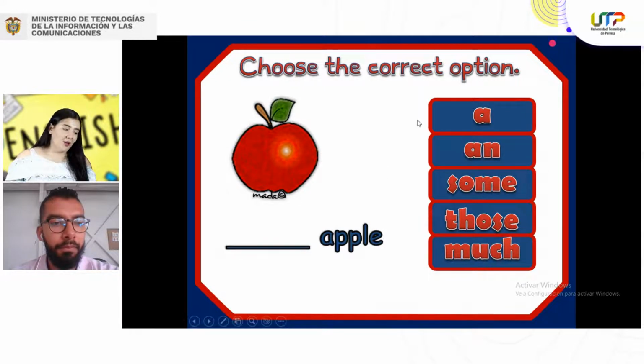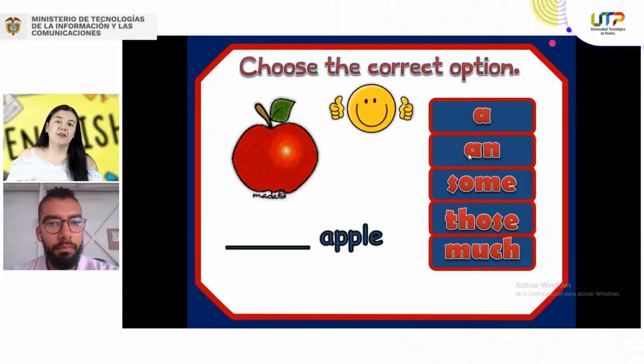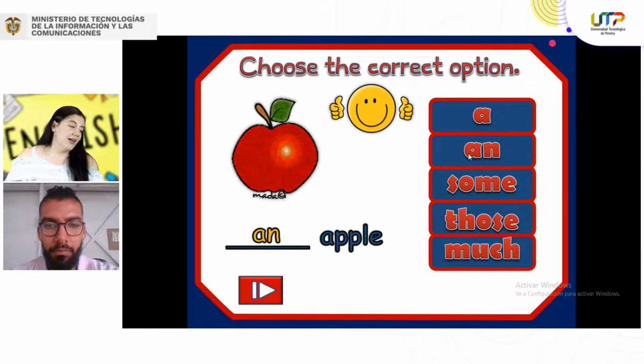Muy bien a todos, excelente, porque miren que la palabra que inicia con vocal, es decir, que tengo que decir an apple, an apple, very good. Muy bien, excelente. Let's continue with the next one.